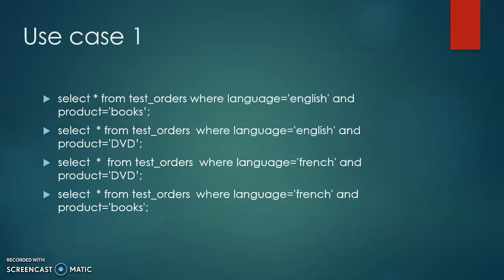I have 4 examples of SQL statements. So we want to select from test orders where language is English and product is books. The second query is to select from test orders where language is English and product is DVD. After that, we have select from test orders where language is French and product is DVD. And finally, select from test orders where language is French and product is books. So how will the optimizer calculate the fraction of rows?